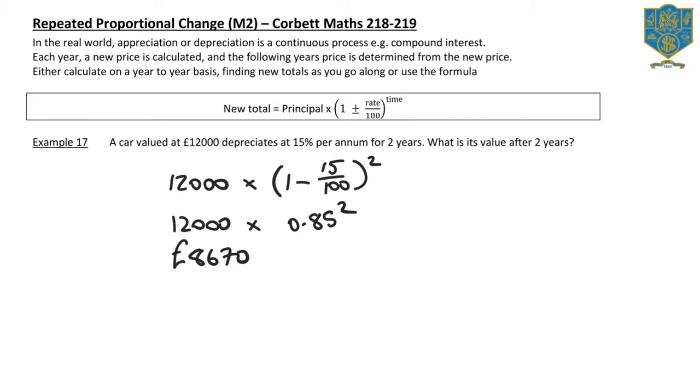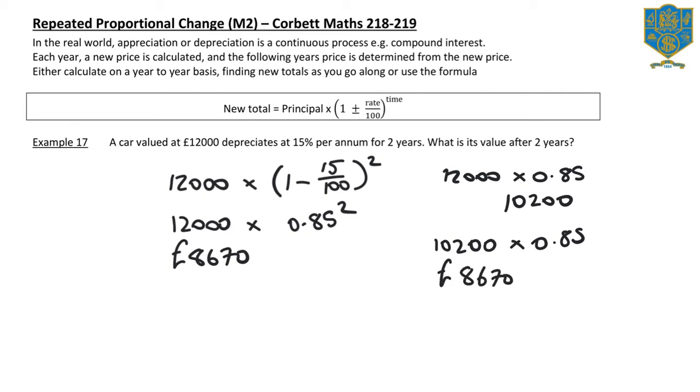We could have done this on a year-by-year basis. So we could have done 12,000 multiplied by 0.85. So the multiplying factor would be 0.85, because 100% minus 15% is 85%, as a decimal is 0.85. So doing that gives £10,200. So that's at the end of year one. The end of year two, then we'd apply the same process. So it would be 10,200 multiplied by 0.85, and that will give us £8,670. So using the formula just gets us there an awful lot quicker.